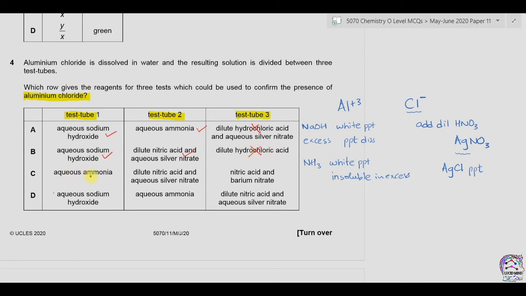In C we have aqueous ammonia, correct. Dilute nitric acid and aqueous silver nitrate, also correct. And in test tube 3 we have nitric acid and barium nitrate. Now this is not used, therefore it is wrong. In D we have aqueous sodium hydroxide, correct. Aqueous ammonia, yes. And in test tube 3 we have dilute nitric acid and aqueous silver nitrate. So all three are correct, therefore the answer is D.